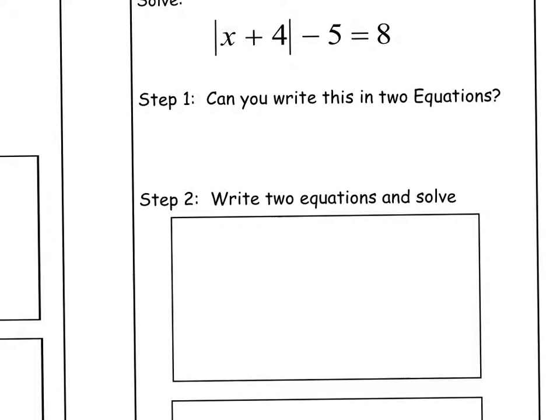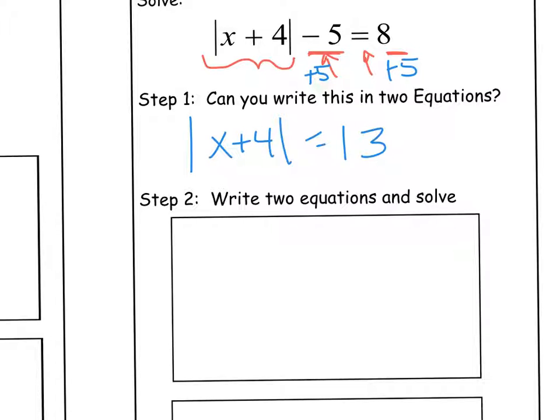Going on to the next portion of the foldable, we don't have just an absolute value on the left side. We have this extra indicator of a negative 5 equals a number. So we can't do what we just did until we get rid of this extra term. In order to get rid of that extra term, we just have to add 5 to both sides. When we get that new equation, we have the absolute value of x plus 4 equals 13. All right, so now we can do exactly what we did before, and we'll write two equations.